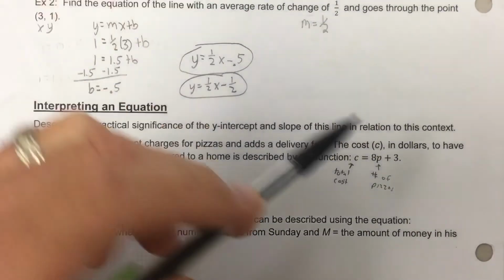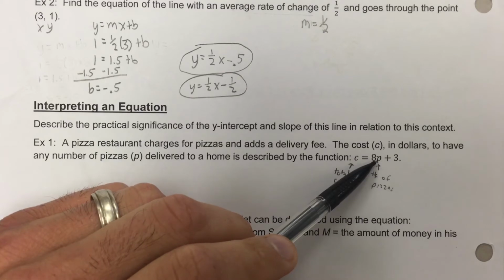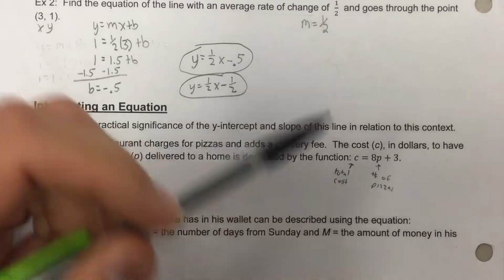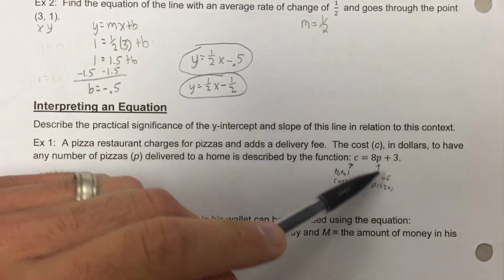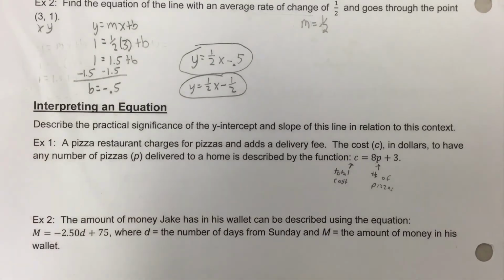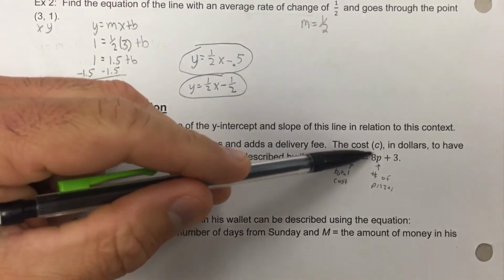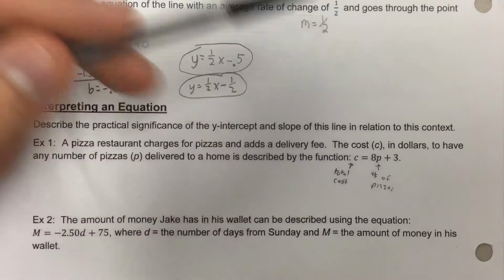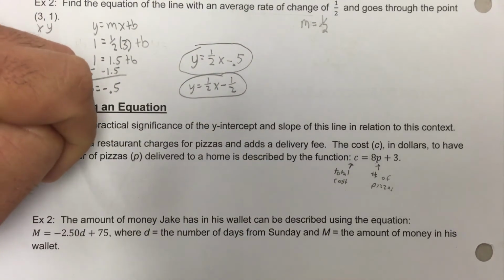So let's say I ordered 0 pizzas, I would do 8 times 0 and get 3. It still costs me $3. If I had 1 pizza, it'd be 8 times 1, which is 8, plus 3 is 11. For 2 pizzas, 8 times 2 is 16, plus 3 is 19. So as you can see, the rate of change, how it's changing, is 8 times the number of pies I'm getting. So my 8 is my rate of change. So my slope is 8.